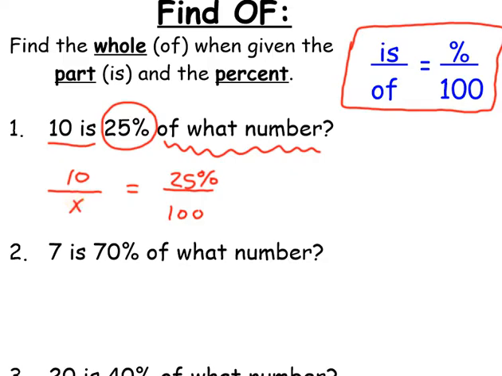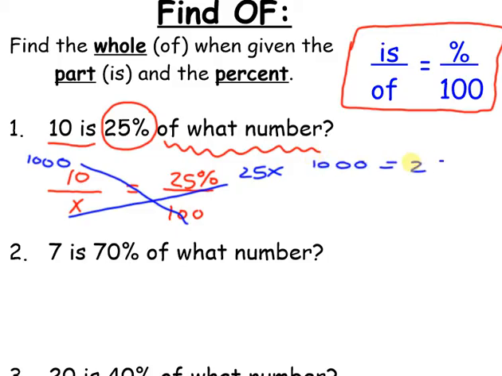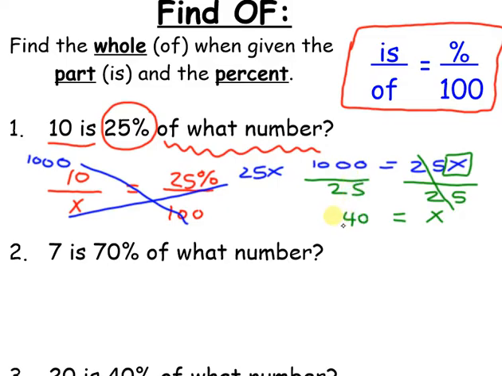Now, once we have this set up, it's solved like any other proportion. So 25 times x is 25x. 100 times 10 is going to be 1,000. Go ahead and set them equal to each other, just like you would with any other proportion. You're going to box your variable, divide by the coefficient that is attached to it, which is 25. This side will cancel, and you're left with x equals, and if you do 1,000 divided by 25, you're going to get 40.